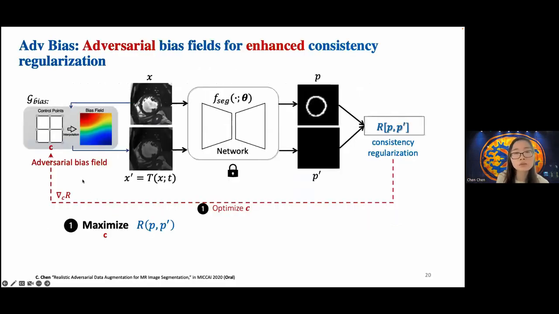In order to learn adversarial bias fields, we developed a framework called AdvBias, adversarial bias, which is based on a consistency regularization framework. The idea here is pretty simple. Given an input image X, we first randomly sample control points to generate a random bias field, and then we get our augmented images. We send these two images into the network to get the original prediction and the perturbed prediction, and we then calculate the consistency regularization loss term. Essentially, it can just be a mean squared error loss.